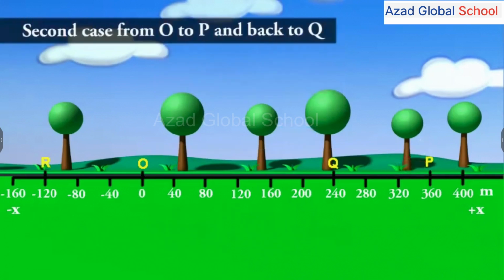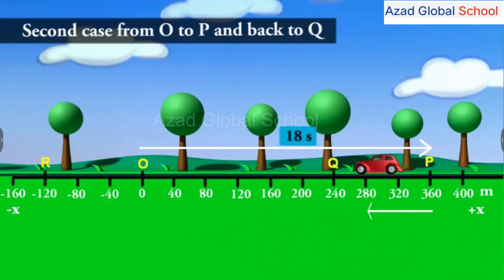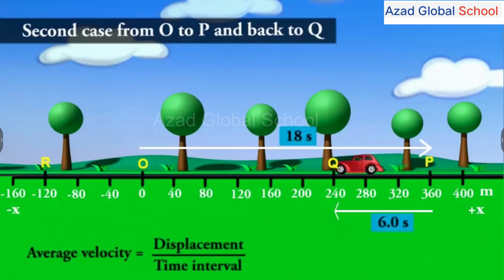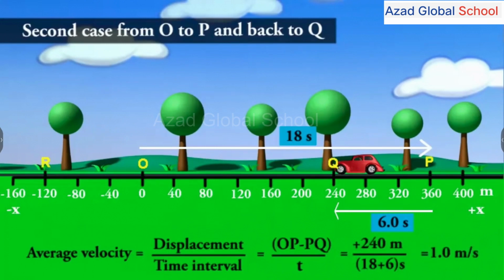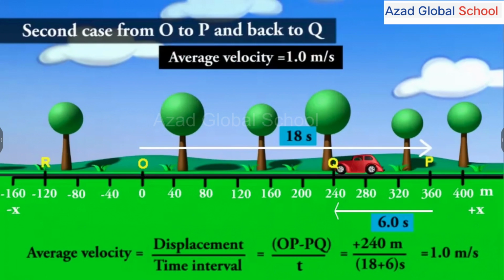Second case, from O to P and back to Q. In this case, average velocity is equal to displacement upon time interval, which is equal to OP minus PQ upon T, which is equal to plus 240 meters upon 18 plus 6s, which is equal to 1.0 meter per second. Average velocity is equal to 1.0 meter per second.